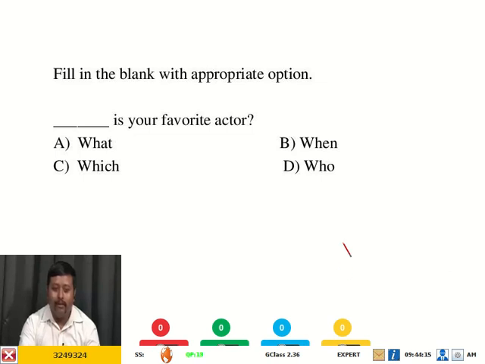Okay, time up. It's time up. So, what could be the answer now? What could be the answer? The question is: fill in the blank with the appropriate option. Dash is your favorite actor.